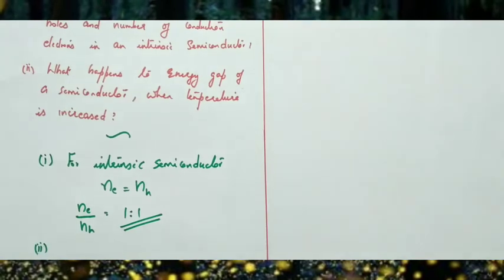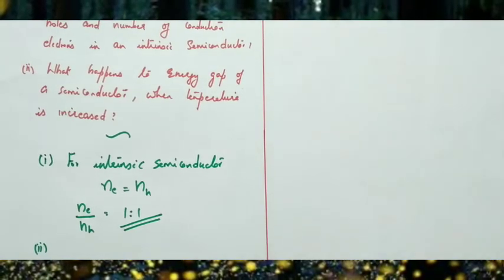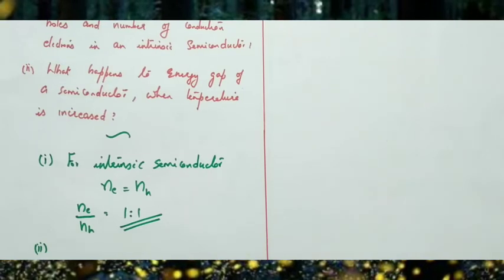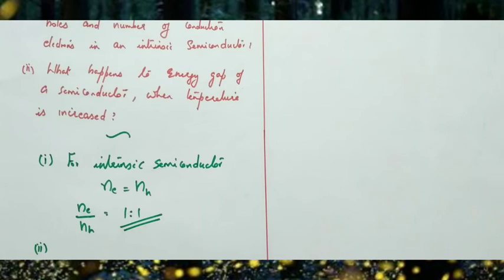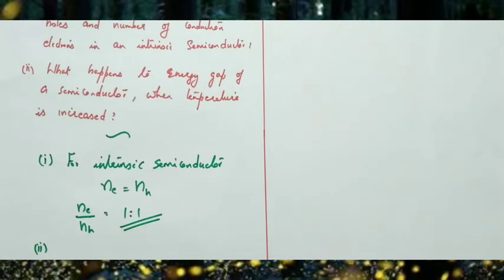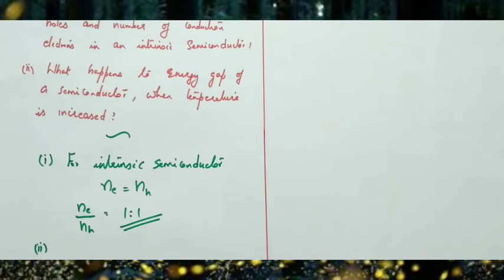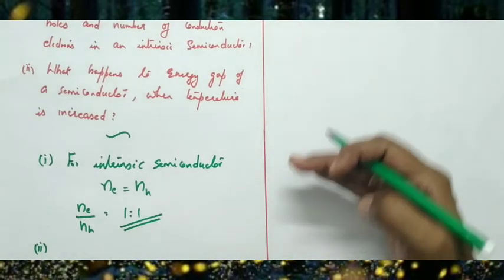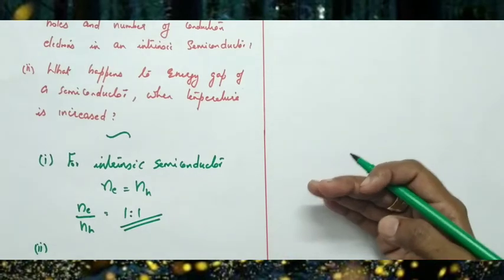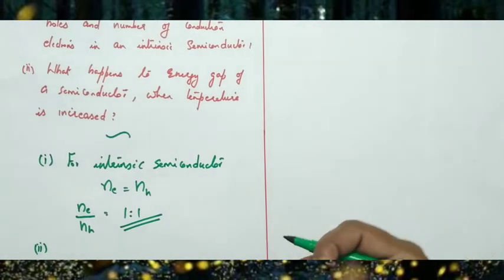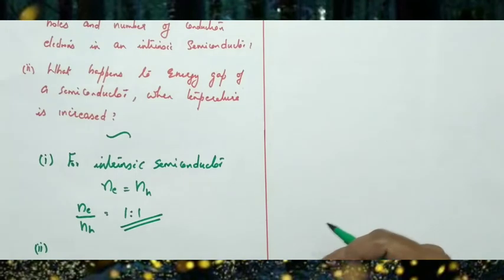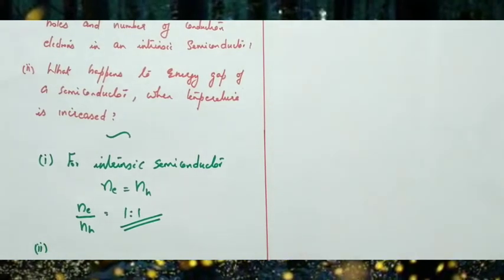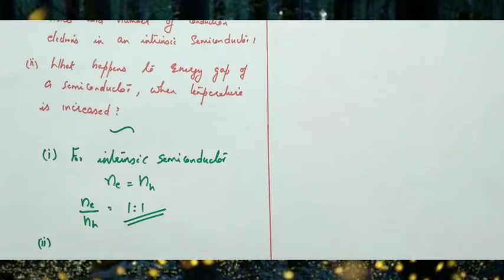Now, what happens to the energy gap of a semiconductor when temperature is increased? Energy gap remains same. There is no change, because as temperature increases, the valence electrons get enough energy to move to the conduction band. Okay, but the forbidden energy gap remains same. When temperature increases, the valence electrons get enough energy to reach the conduction band by overcoming the forbidden energy gap. So, there is no change in the forbidden energy gap on increasing the temperature.